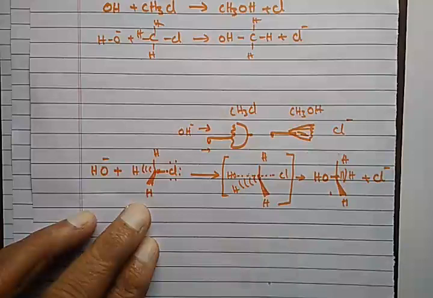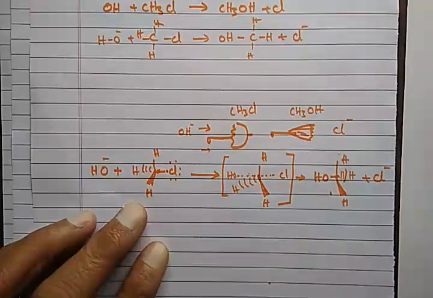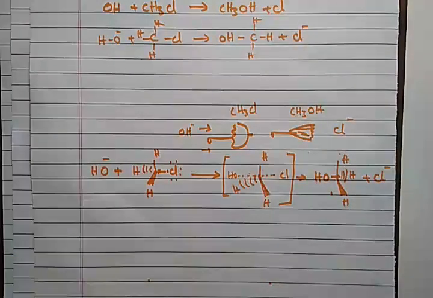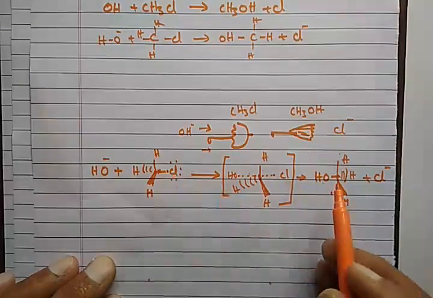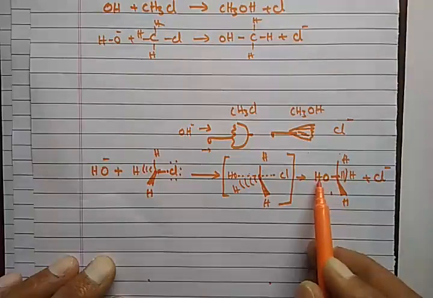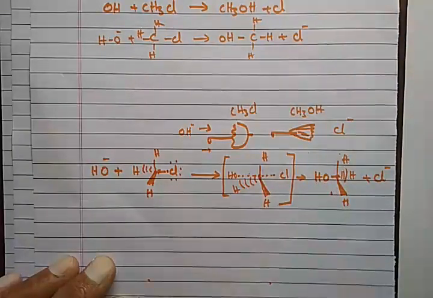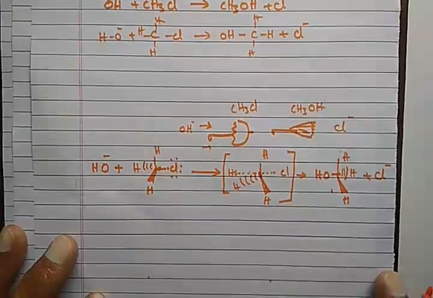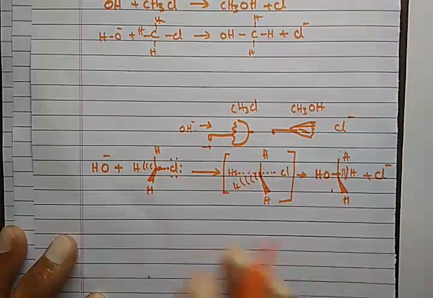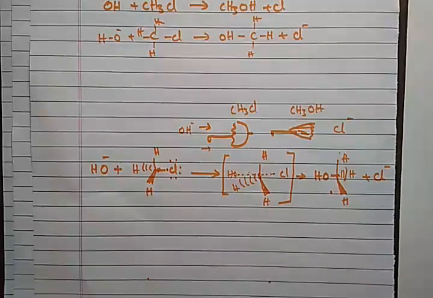So this process is called inversion of configuration. That is, chlorine was on this side, but after the reaction, HO has come to this side. So that is the inversion of configuration. This state is unstable. This is the SN2 mechanism in terms of the Hughes and Ingold method of explanation.